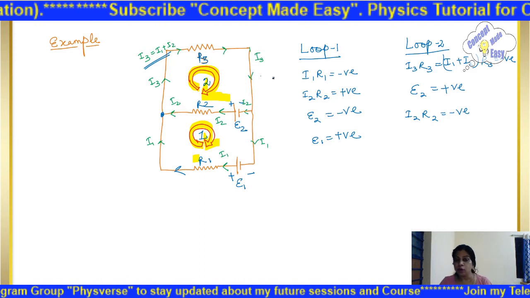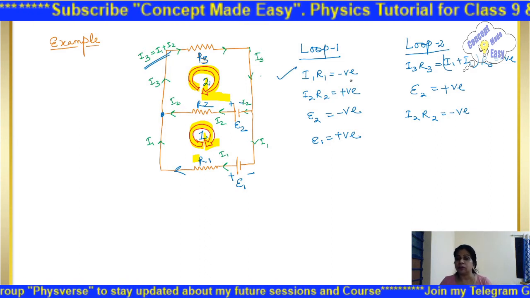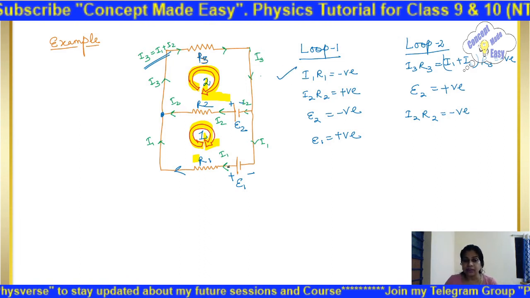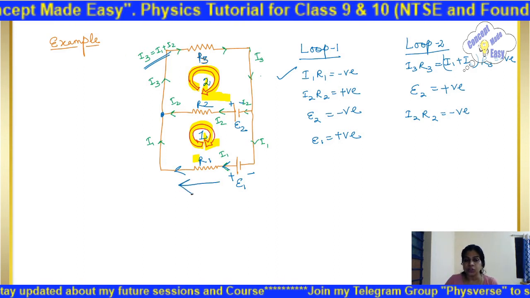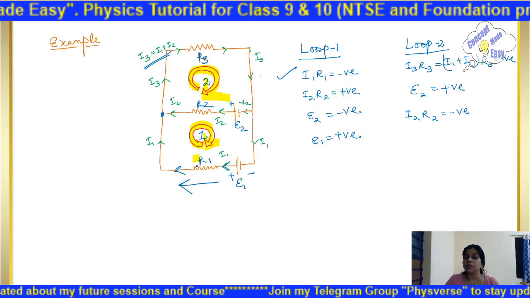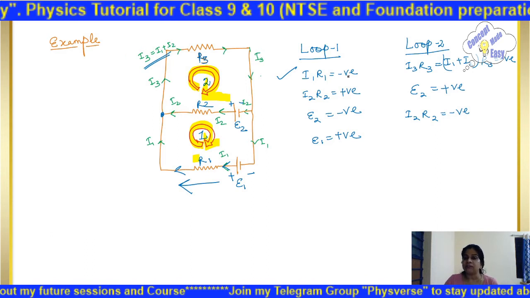So for loop 1, I1 R1 is negative, because this I1 current is moving in this direction and your loop direction is also in this direction. That means both the directions are the same. So I1 R1 is negative.